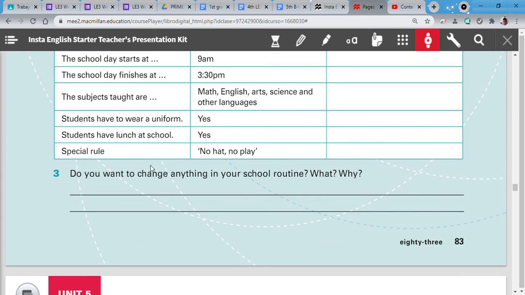Let's see. Do you want to change anything in your school routine? What and why? Now, this is going to be a personal answer. This is for you. Do you want to change anything in your school routine? For example, I want to start classes at 9 o'clock or at 10 o'clock, not at 8 o'clock. That could be a possibility. No, no, I want to study only 2 hours. Okay, okay, relax. You can tell me that in class, okay?